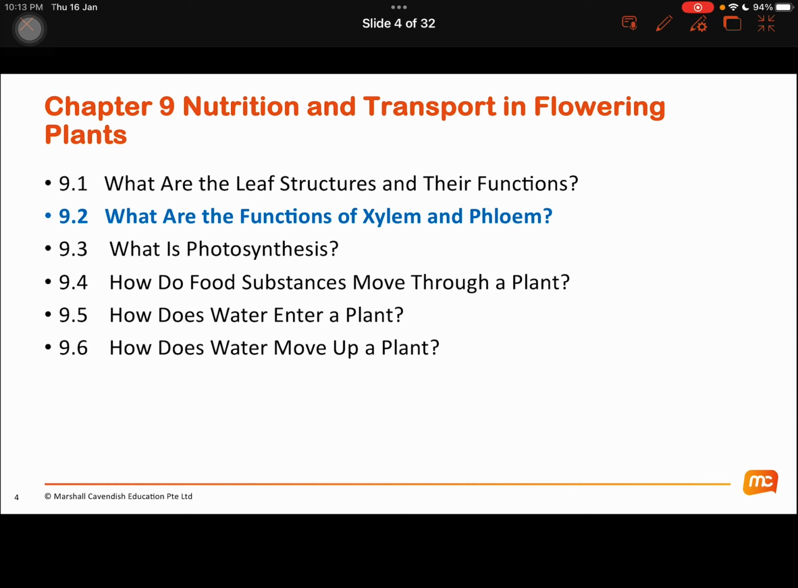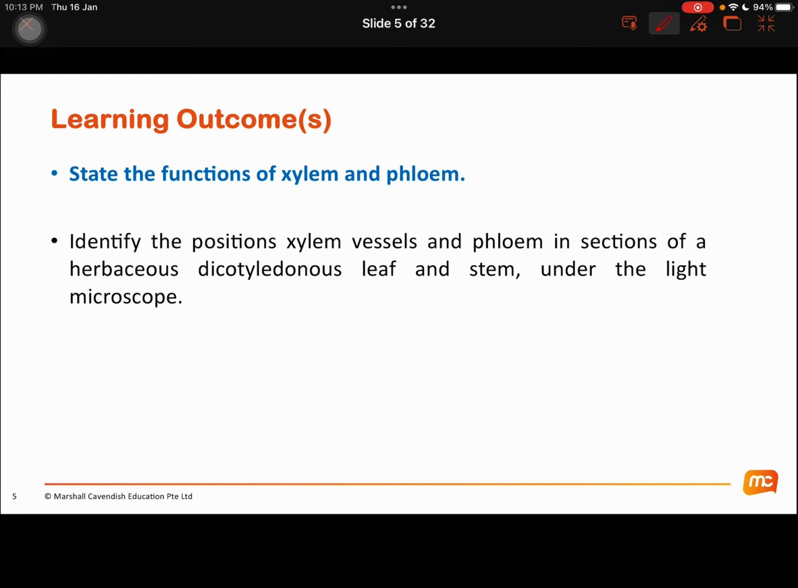Hi gentlemen, in 9.2 we want to focus on the function of xylem and phloem after learning about the different structures and their respective functions in 9.1. So for today's video, I will only focus on the function of xylem and phloem and will pay special attention to the structures of xylem and phloem as well, to understand how the structure helps it to carry out the function effectively. I will not be covering the positions of xylem and phloem in different segments of the leaf and the stem, as I will leave it to the next lesson when I see you in class.